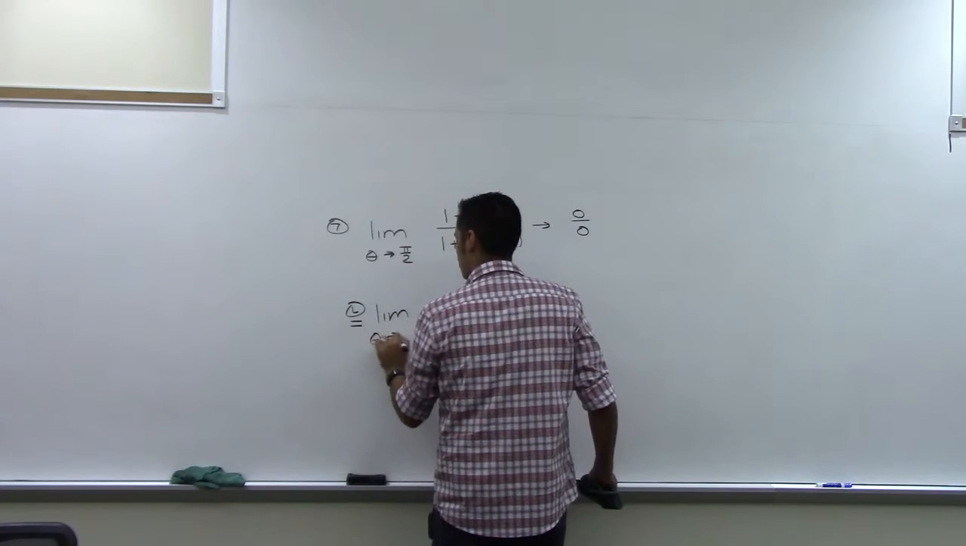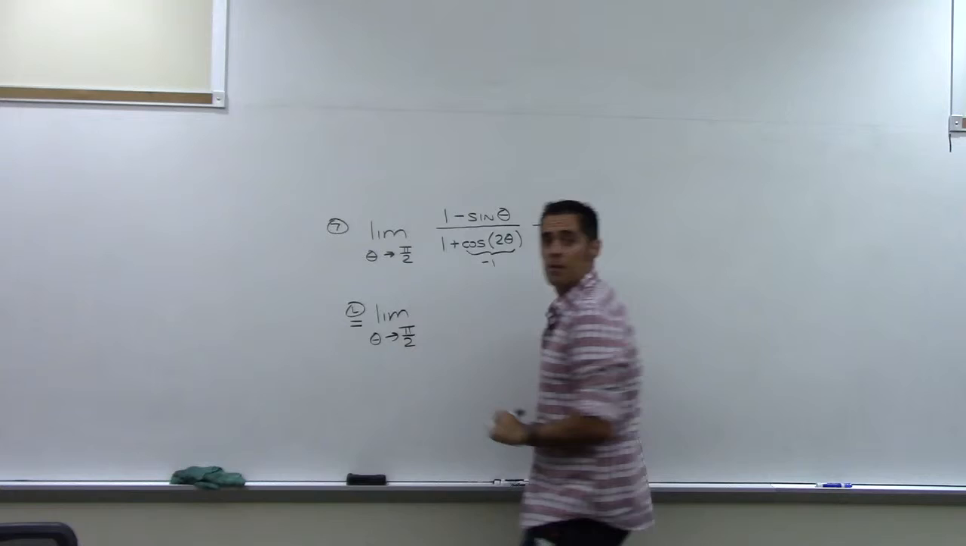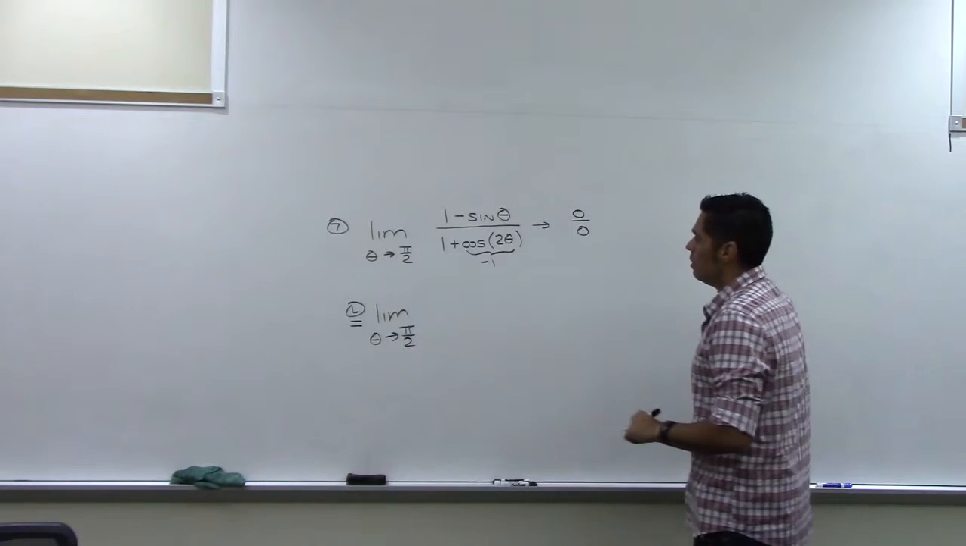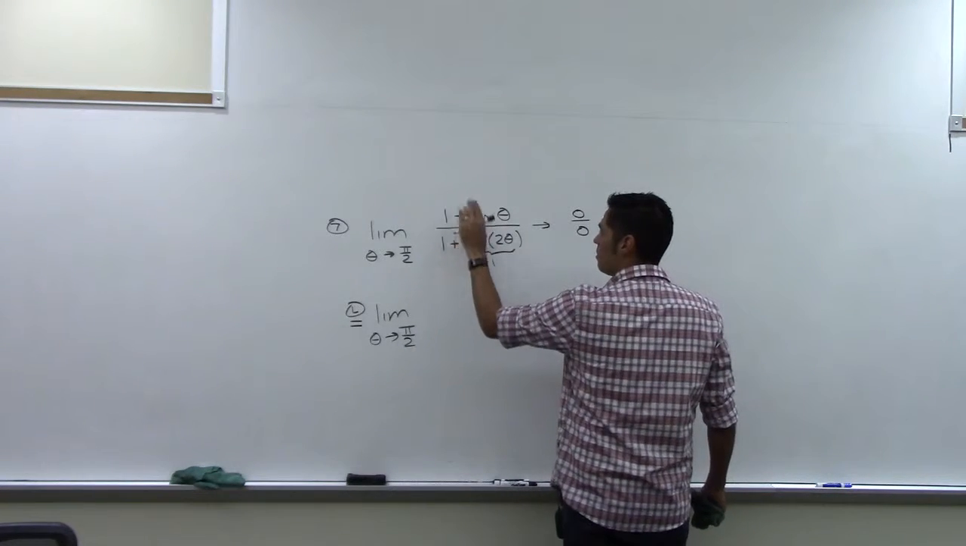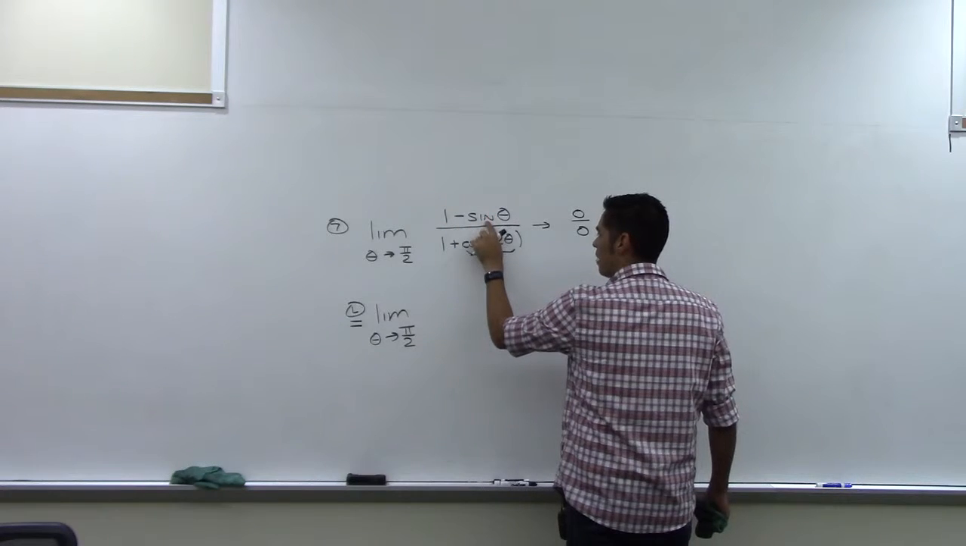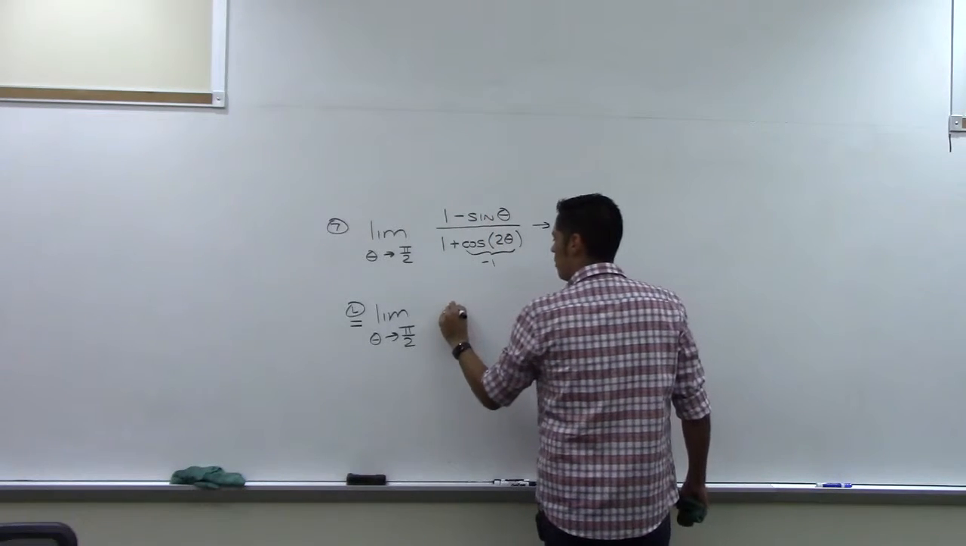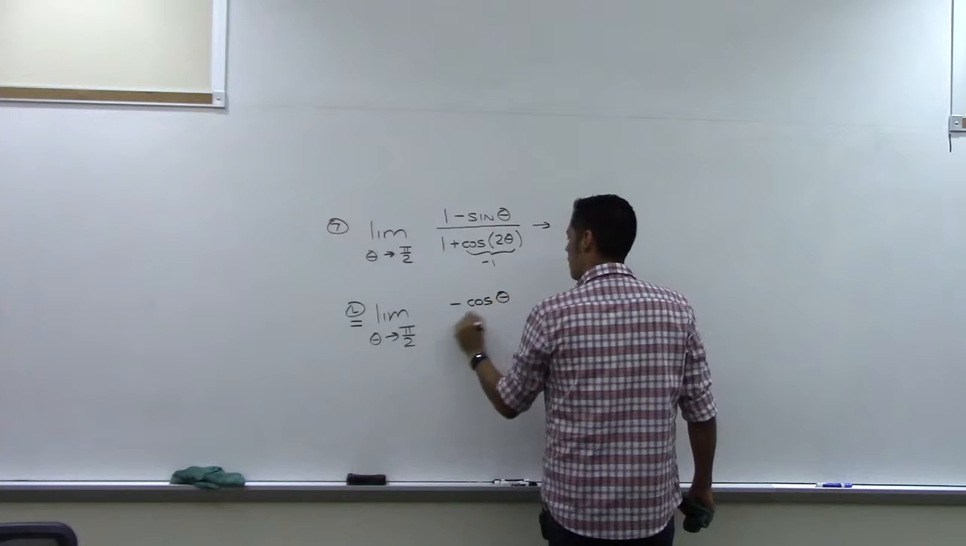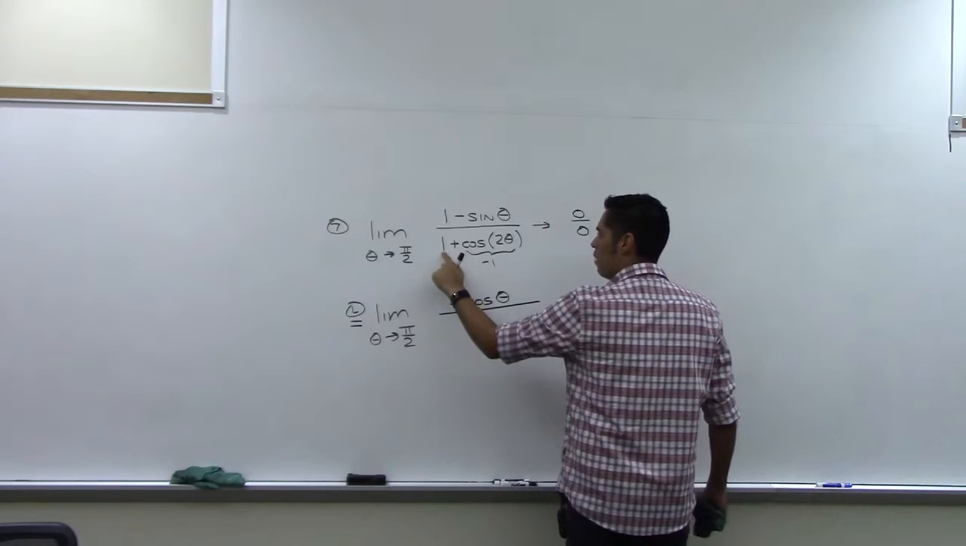Limit theta goes to pi over 2. And derivative of the top. We have two different terms. Derivative of 1 is 0. Derivative of sine is cosine. But we have a minus, so minus cosine theta. Over derivative of 1 is 0.